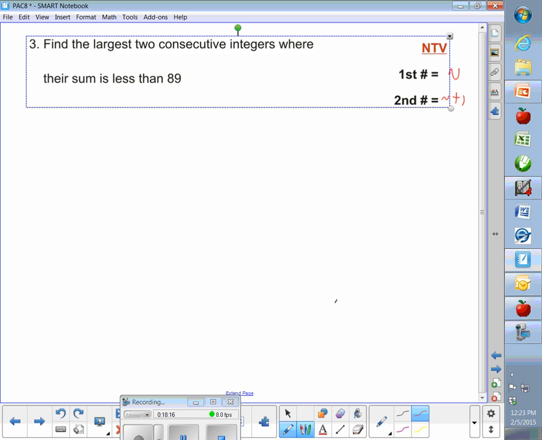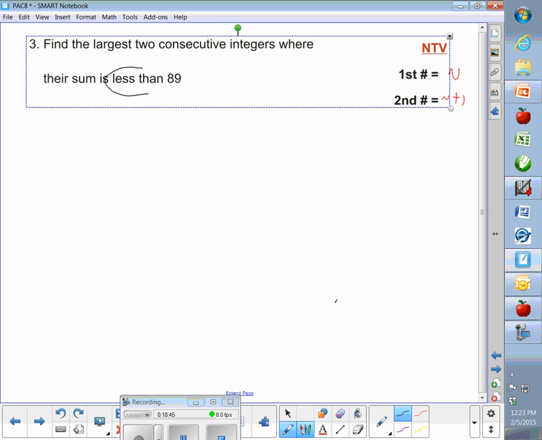That's by ones. Consecutive odd by 2s. Consecutive evens by 2s. Consecutive by 1s. N plus 1. Okay. We don't have an is in this sentence, do we? Well, we do, but we don't have an equal sign in this. This isn't an equation. This is an inequality.